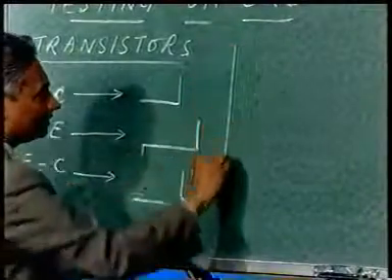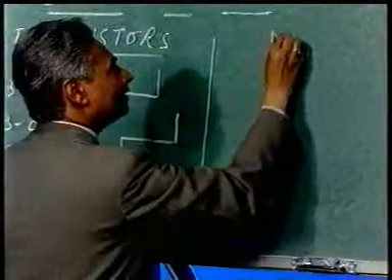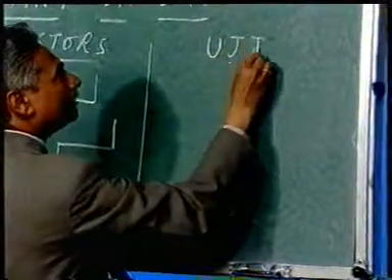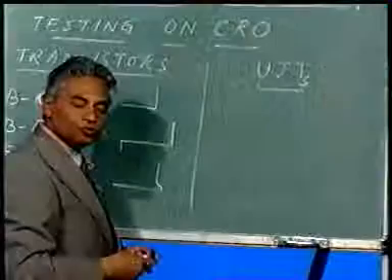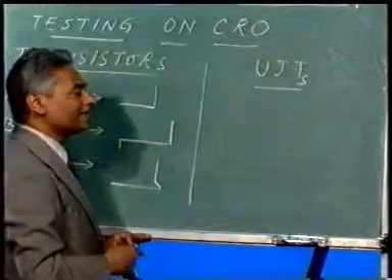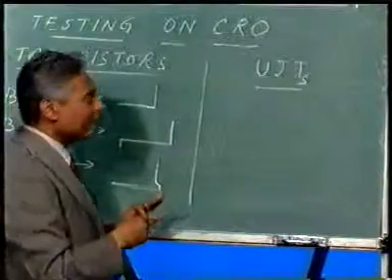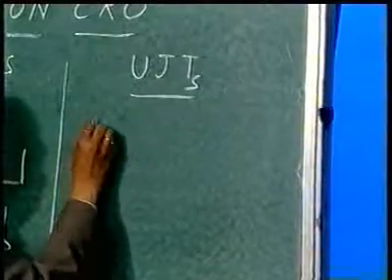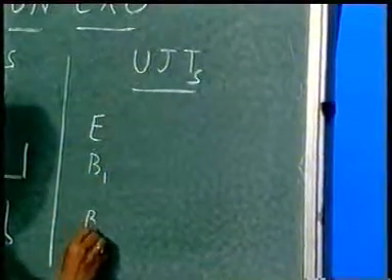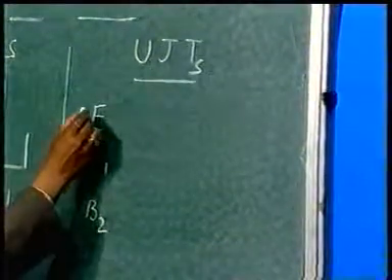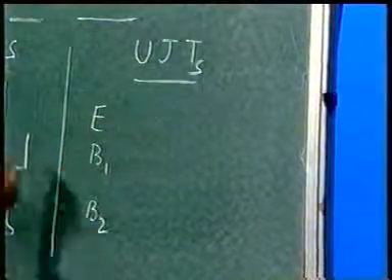And then comes the unijunction transistors, that is UJTs. Now in case of UJTs, perhaps you remember that we again have 3 terminals, but the terminals here are emitter, base 1 and base 2. These are the 3 terminals. I will repeat, emitter, base 1 and base 2.